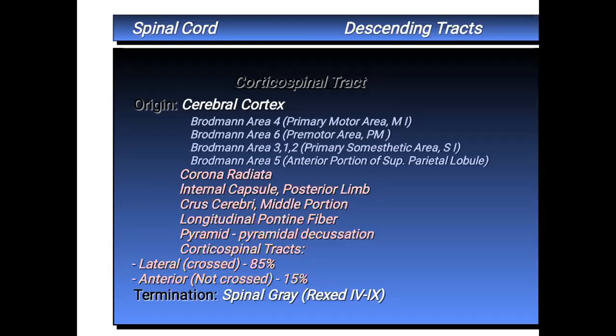At the lower part of the medulla, 80 to 85% of fibers cross. We call it the lateral corticospinal tract. The 15 to 20% that do not cross, we call the anterior corticospinal tract. Whatever it is, ultimately, irrespective of whether it is a lateral corticospinal tract or an anterior corticospinal tract, they end on the anterior horn cells of the opposite side.